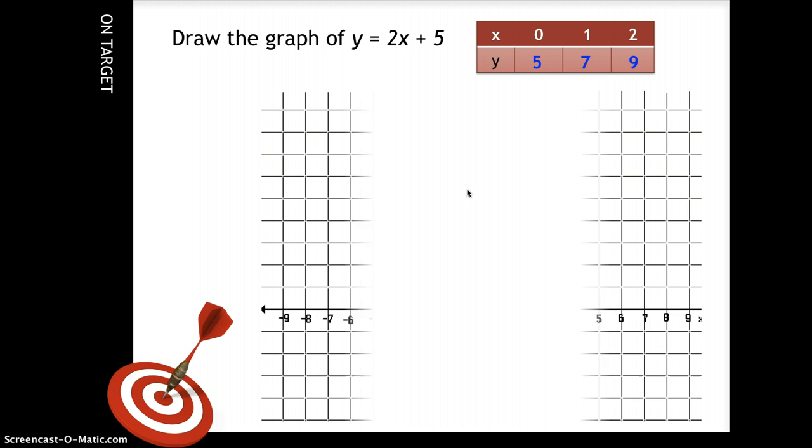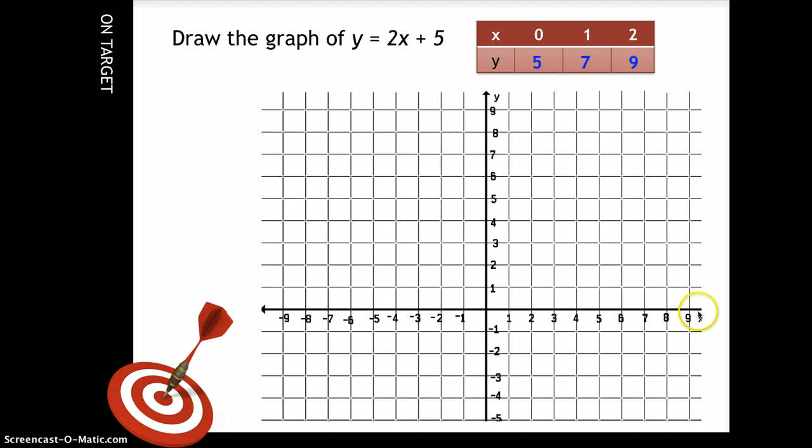Let's graph them. Just like what I told you before, the horizontal line is your x-axis and then the vertical line is your y-axis. Let's graph or plot our first point, which is 0, 5. And that will be over here.